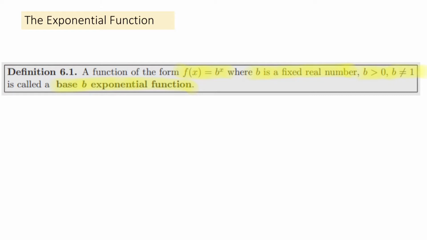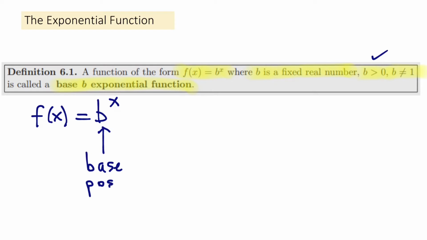So I've got the function f of x is equal to b raised to the x power. B is your base. B has to be greater than 0, so that means it's a positive number. And since it's greater than 0, that means it cannot be 0. And the other limitation is b cannot be equal to 1.